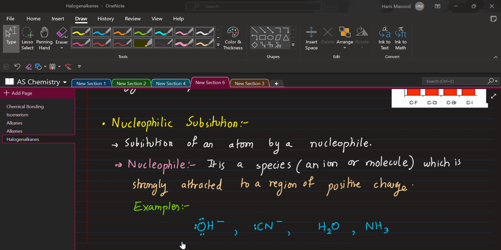So they get attracted to it and finally they get attached to it. We have some examples. OH ion, the hydroxide ion. Oxygen has three lone pairs, so it is a quite strong nucleophile. Cyanide ion. Water itself is a nucleophile because it has lone pairs. Ammonia has lone pairs so it will be a nucleophile. So these are some examples of nucleophiles. Is it clear?